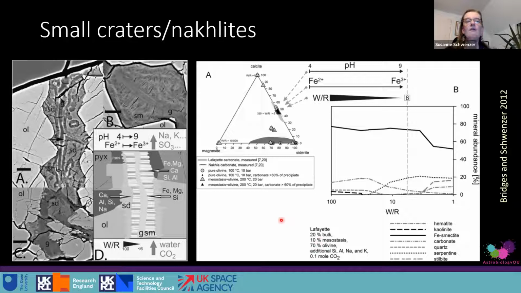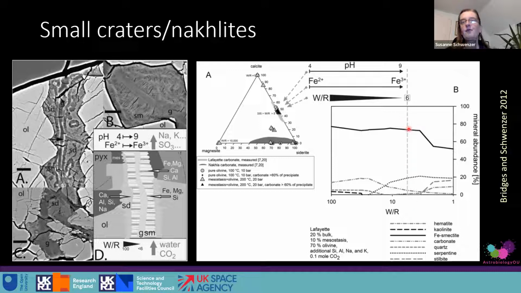But now if the fluid evolves in that system, water rock ratios get smaller, the rock will keep dissolving, but the carbonate, of course, doesn't take silica, aluminum, sodium, and potassium. So that will get enriched more and more, and you will put more and more rock into the fluid. And then water rock ratios get lower.